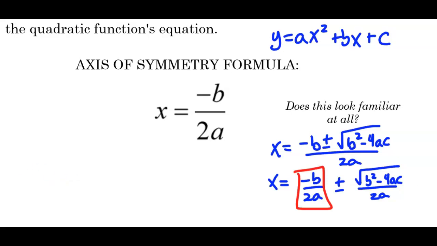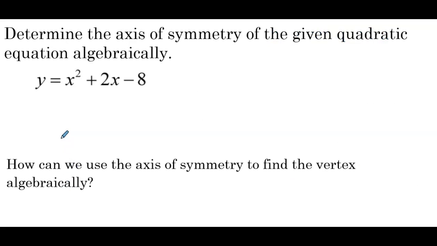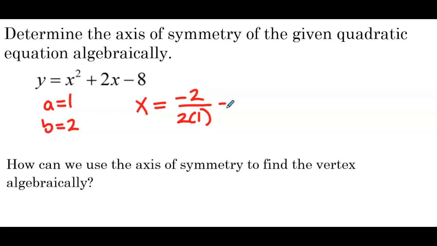So let's actually use this formula now. Determine the axis of symmetry of the given quadratic equation algebraically. So y equals x squared plus 2x minus 8. So a is 1, b is 2. So the axis of symmetry is x equals -b, so -2, over 2 times a. So that's -2 over 2. So x equals -1. Which is exactly the axis of symmetry we found when we graphed this function in the first example.